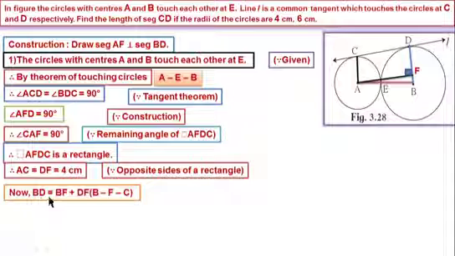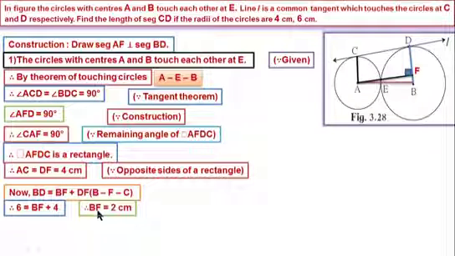Now, BD is equal to BF plus DF. Here B-F-D. Therefore, 6 is equal to BF plus 4. BF is equal to 2 cm.